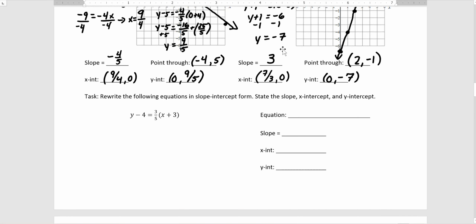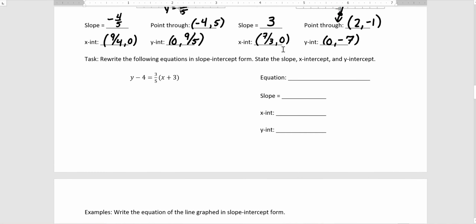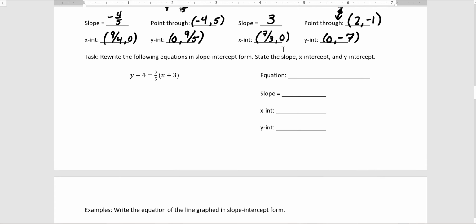All right. What we're going to do now is rewrite the following equation in slope-intercept form. We're going to state the slope, the x-intercept, and the y-intercept. All right, so rewriting equations in slope-intercept form, remember that means we want to get it to y equals mx plus b.